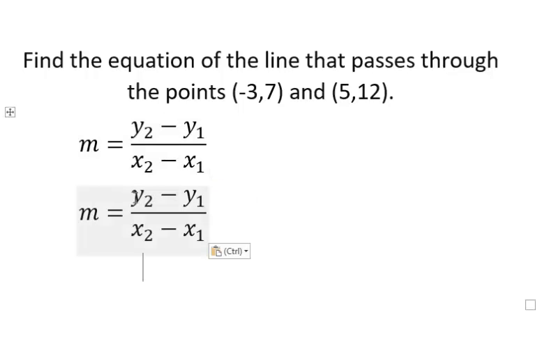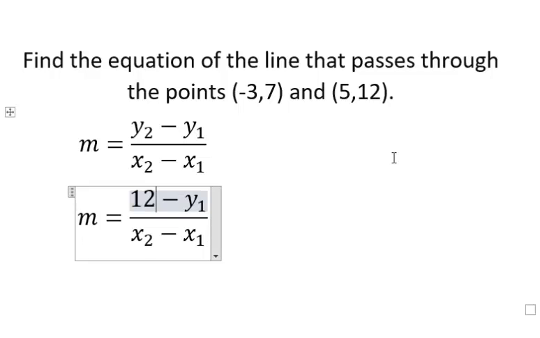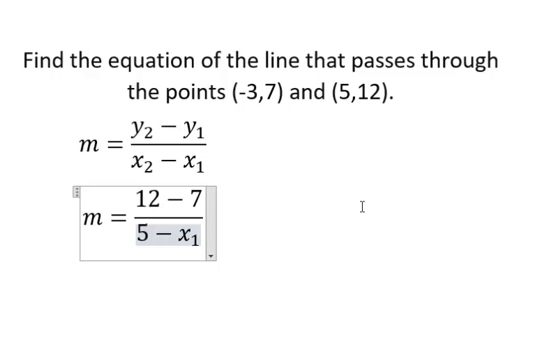So which is the second y? This is the first point, this is the second point. So in the second point, the y is 12. 12 minus, which is the first point? The first point is negative 3, 7. And the y of that point is 7. So instead of y sub 1, I'm going to put 7. Now x sub 2. The second point, the x is 5. Minus, of the formula, and the x of the first point, which is negative 3.